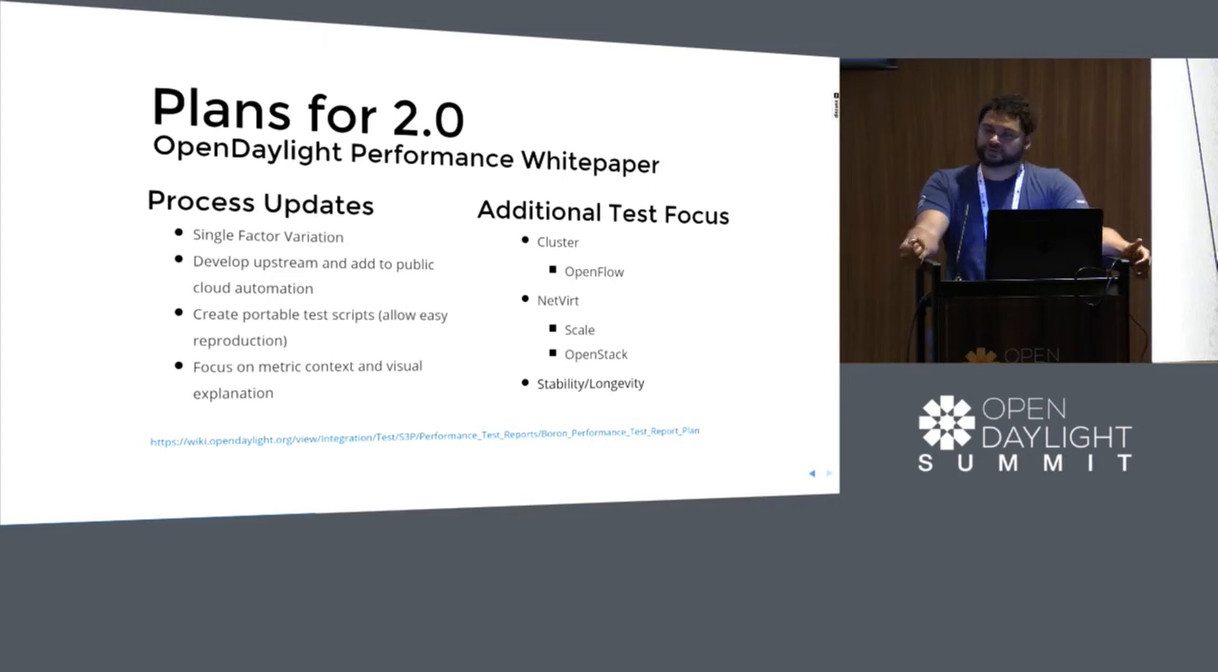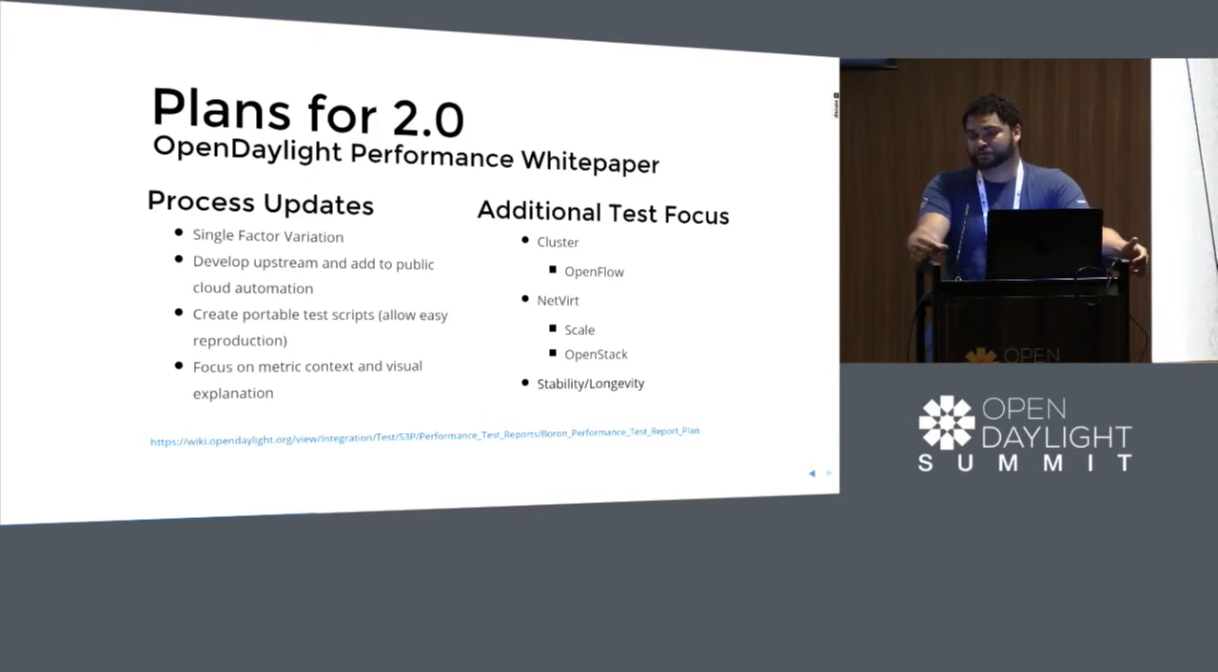First of all, we're updating some of our processes, what we're doing. So we're thinking more along the lines of single factor variation, as opposed to testing against other controllers. We might test earlier versions of OpenDaylight. We might test changes in environment or changes in setup, and then compare and analyze the results to see what we're getting there.